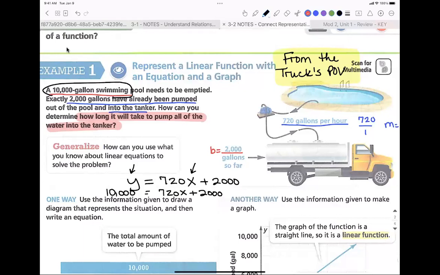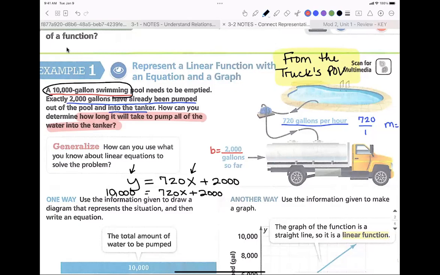Now, I want you to notice that we're pumping water into the tanker. We started with 2,000 in the tanker. We're putting water into the tanker. So our slope was positive because we're adding 720 gallons per hour into the tanker. Remember when we had an equation last week and you have a bank account and you withdraw $5 per week. That withdrawal was a negative slope because you're taking out of your balance. This was a positive slope because we're adding to the tanker every hour.